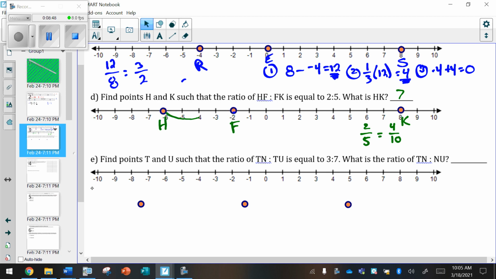All right, and letter E. Find T and U such that the ratio of TN to TU is equal to 3 to 7. So we're going to put point N at -2. That will give us our starting point in the middle. So why don't you take a minute, pause, and find point T, find point U, and then write your ratio.